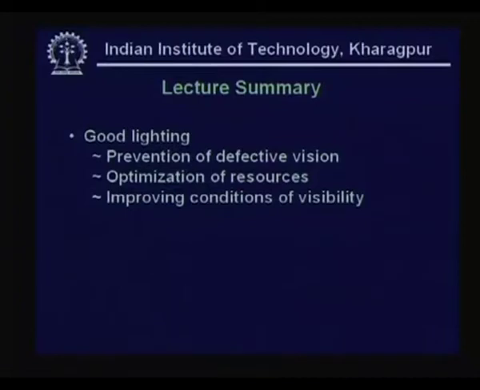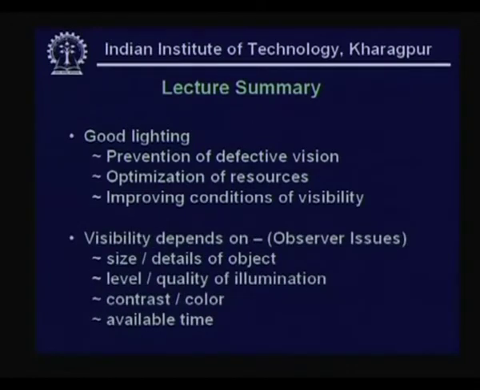So, good lighting should aim to prevent defects in vision, should optimize the resources and be able to improve conditions of visibility. Visibility, of course, as already told to you, from the observer's point of view, depends on the size and what details we are interested in. Are we interested in the outline of an object or what is written on it? Depending on that. Second, it depends on the level or quality of illumination.